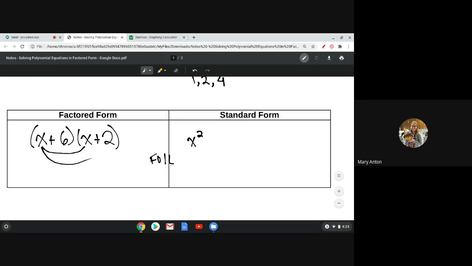And then we can take x times 2, which is 2x, right? And then we take 6 times x, which is 6x. You see how these two terms are like terms, and we can combine them. So this will actually just become a positive 8x because 6x plus 2x is 8x. And then lastly, we take our outside term, so we take 6 times 2, which is 12.